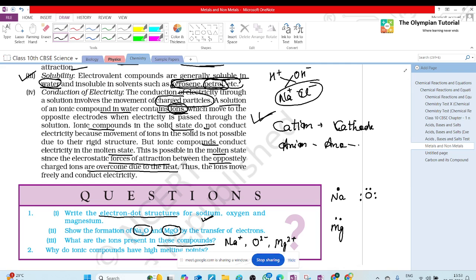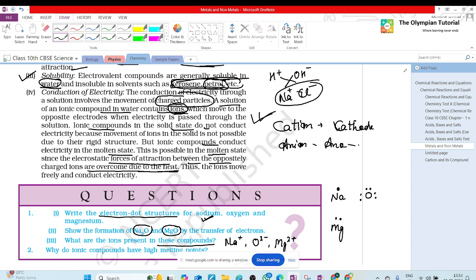So it is heated then. Yes, that's why they mentioned that the electrostatic forces of attraction are overcome due to the heat. A solid becomes liquid when it gains heat.